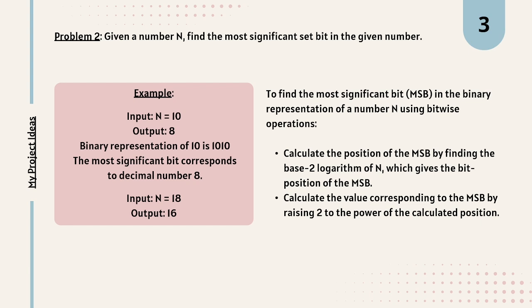So how do you do it? Let's have a look at the example. Suppose the input n is 10, the output is 8. The binary representation of 10 is 1010. The most significant bit corresponds to the number 8. So you have to find the position of that MSB by finding the base 2 logarithm of n. What's base 2 logarithm? Log base 2, actually. Or you can do it another way, that is 2 raised to the power of the calculated position. And this technique we learned in the previous problem: how do you find out if a number is a power of 2 or not?